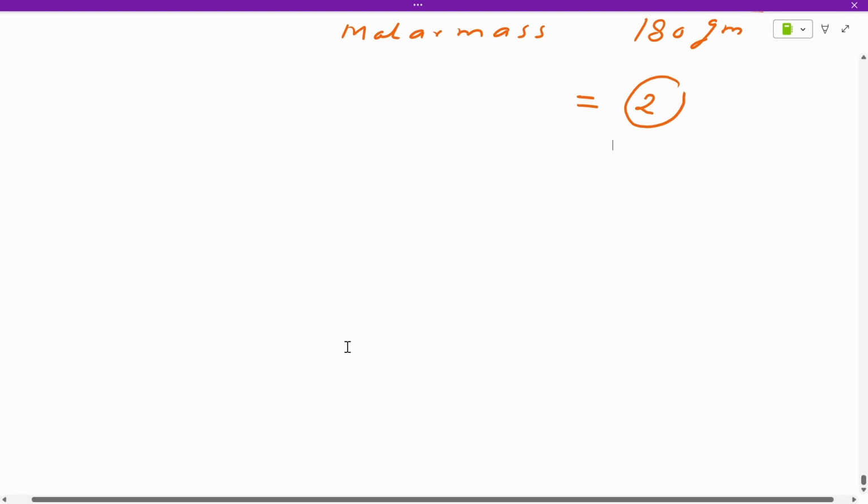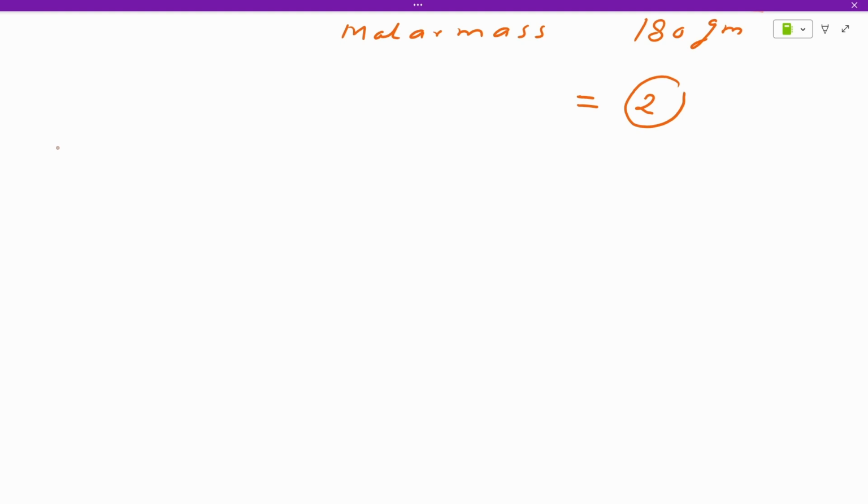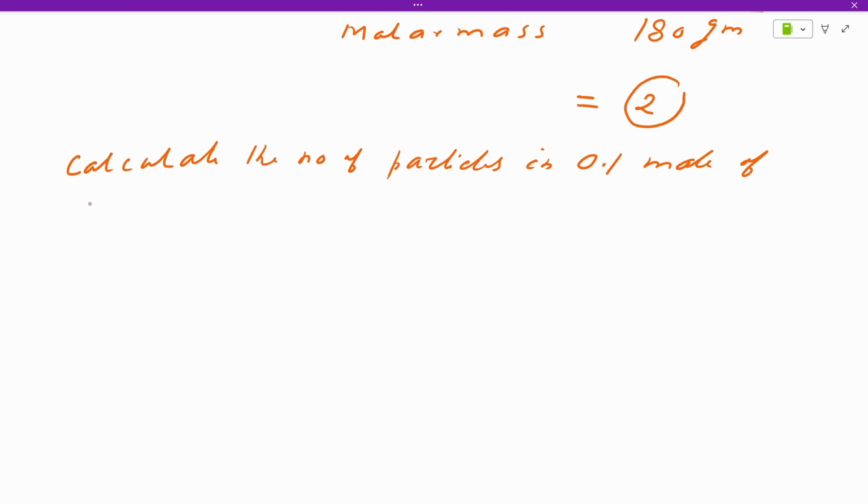One more question we can do. Calculate the number of particles in 0.1 mole of carbon atoms.